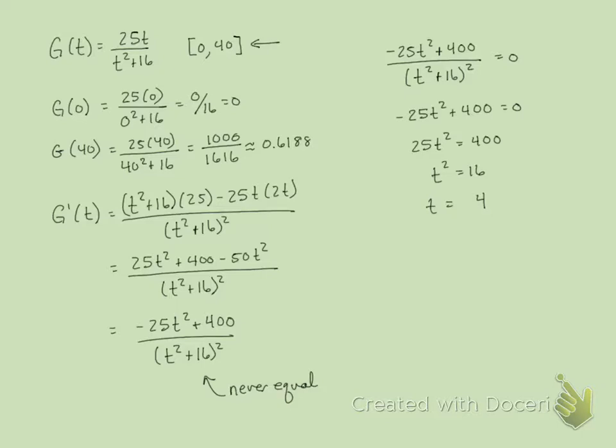So let's put 4 into the function and see what we get. We'll take 25 times 4 over 4 squared plus 16. And this will give us 100 over 32, which, if we divide both the numerator and the denominator by 4, we get 25/8. And this is the same as 3.125. So we're comparing this value to our 0 and our 0.6188, and 3.125 is the largest. So this is our absolute max.